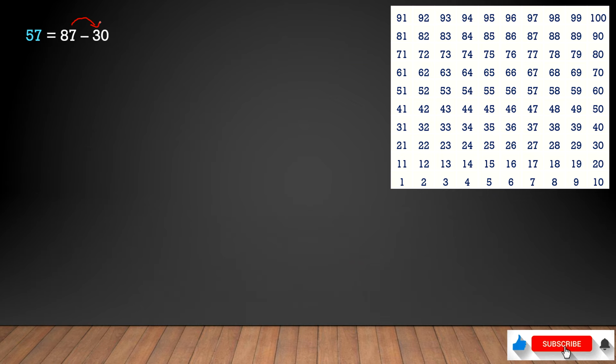87 if you subtract 30, how much will we get? Here is 87. We want to subtract 30. 10, 20, 30. We will get 57. So here is the answer, 57.